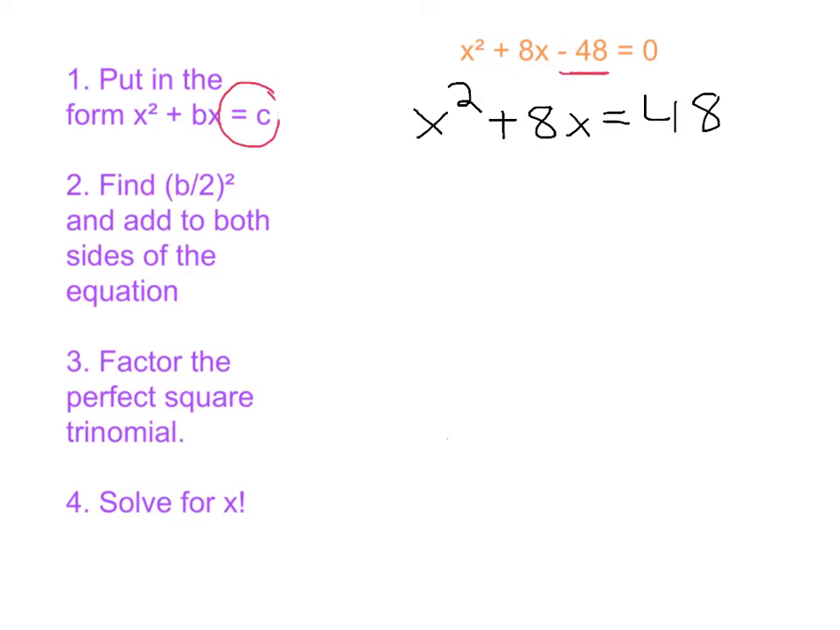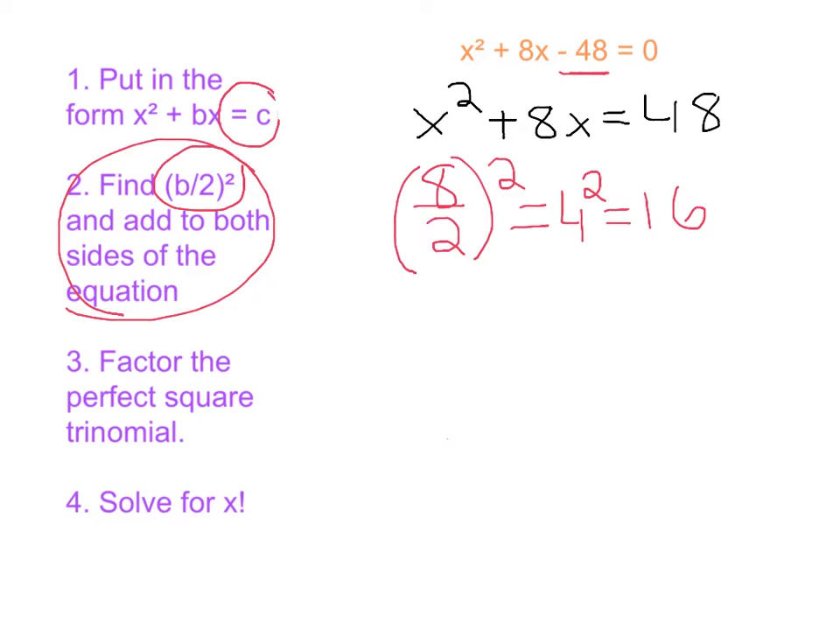Step number 2 is this right here, b divided by 2 squared, and then you add that to both sides. Doing this step will create a perfect square trinomial on one side of your equation. 8 divided by 2 squared. 8 divided by 2 is 4, and 4 squared is 16. That 16 we have to add to both sides of our equation.